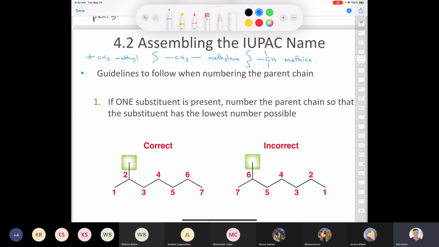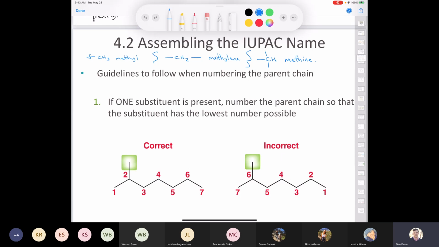So we go from a methyl, CH3, to a CH2, which is a methylene, and a CH, which is a methine. You can see that methylene is easier to roll off the tongue than CH2. Okay, so there you go. So this would be a methine, this would be a methylene, right? That's the kind of vernacular that I'm going to use with you from now on.